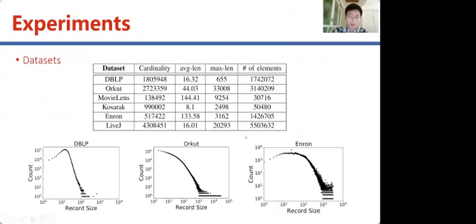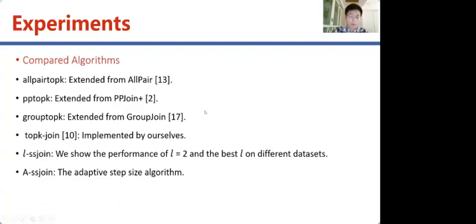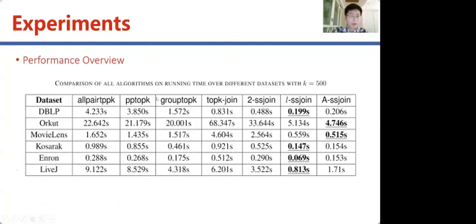We conducted the experiment on 6 real-world datasets. The statistics of the datasets are shown in the table, and the distributions of 3 of them are shown in the figure. We compare the following algorithms: all-pair, PP-join plus, group join. These are the classic threshold-based join algorithms. We extend them to adapt to our problem. The overall performance with K of 500 is shown in the table. The result indicates that our step size methods always achieve the best performance.